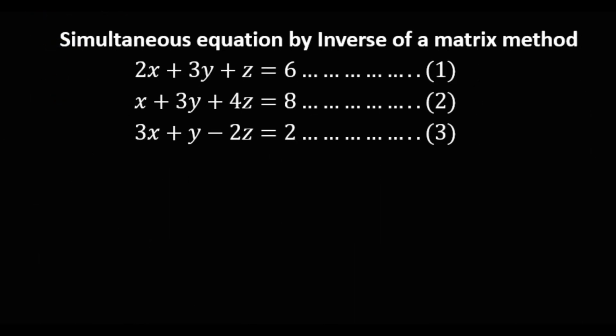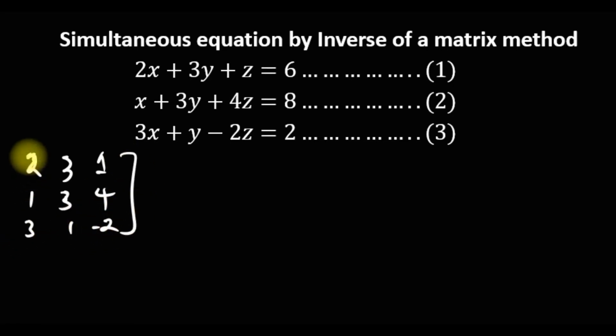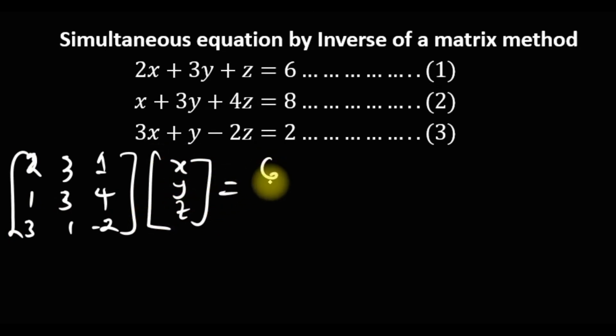So we are given this. We are asked to solve by the inverse of a matrix. The first thing I have to do is to form a matrix using that. So I have 2, 3, 1, 1, 3, 4, 3, 1, minus 2. That's my first matrix, times our variables, equals 6, 8, 2. So that's the first thing. The second thing is to make this the subject of the formula. So we have X, Y, Z.